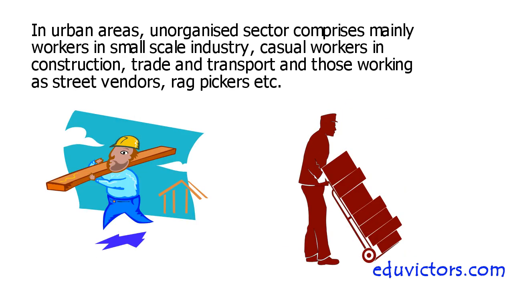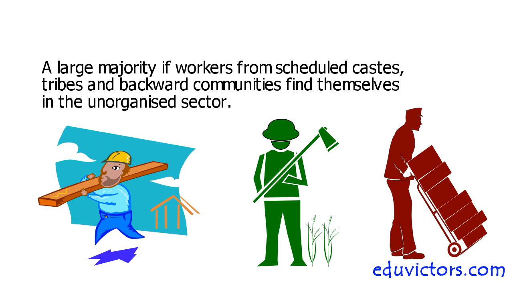In urban areas, the unorganized sector comprises mainly workers in small-scale industry, casual workers in construction, trade and transport, and those working as street vendors, rag pickers, etc. A large majority of workers from scheduled castes, tribes and backward communities find themselves in the unorganized sector.